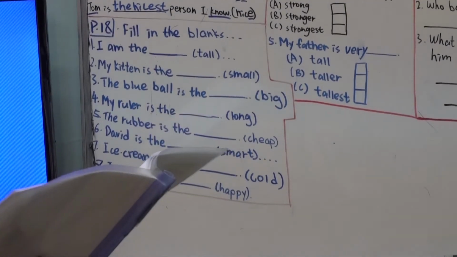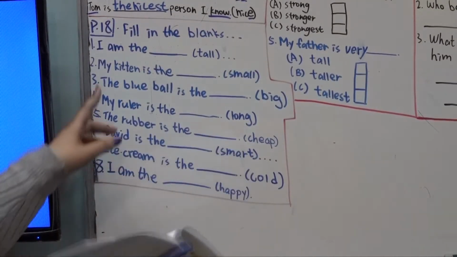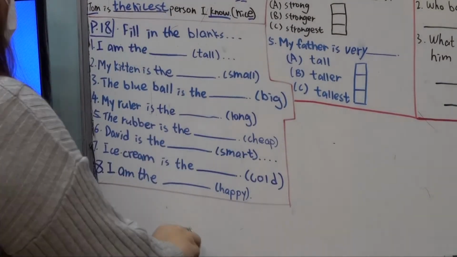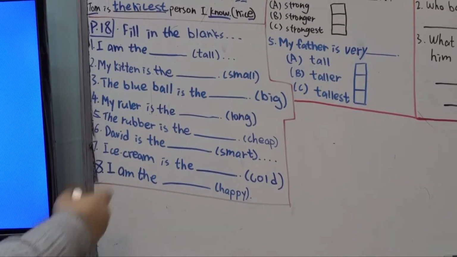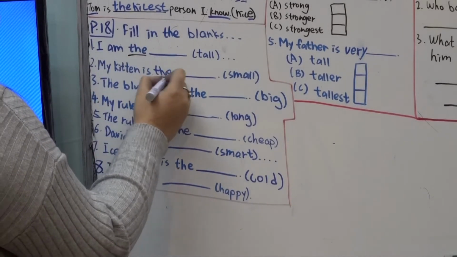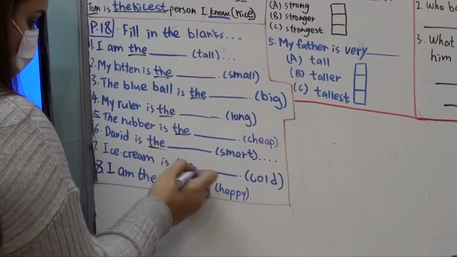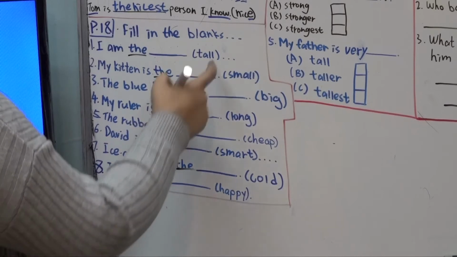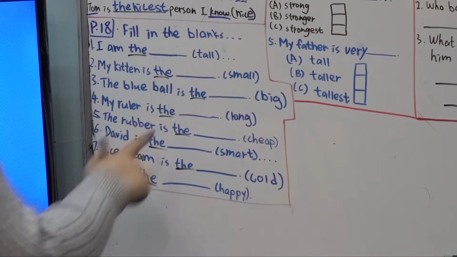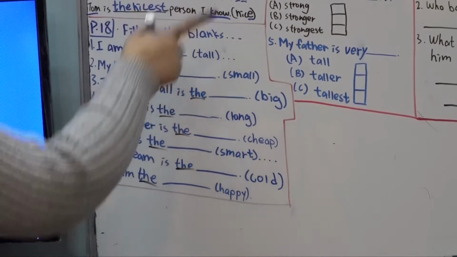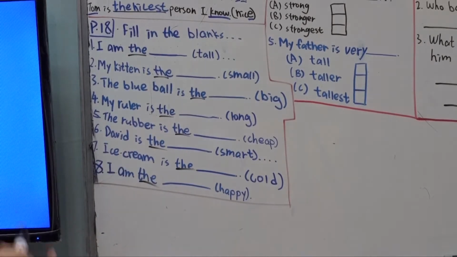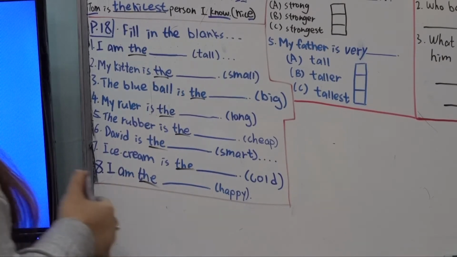So here you just have to change the adjective. No need to add the, okay? Because they have already added it for you. The is already here for you, so you don't have to add the, you just have to change the adjective. Maybe you can add est, iest, or st, depending on the situation of each adjective. Okay, number 1.